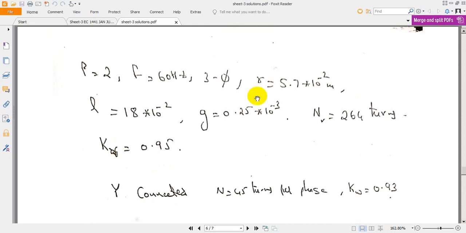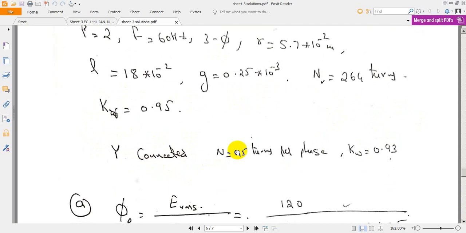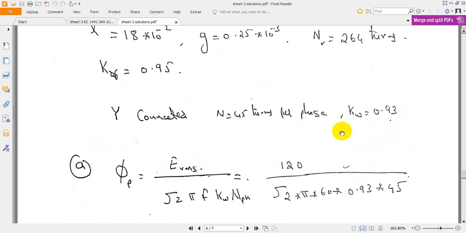Most of the information is for the rotor, and Y connected for N is equal to number of turns, Y connection, number of turns per phase and winding factor. This is for armature information where the EMF is induced. We can say it is stator information.